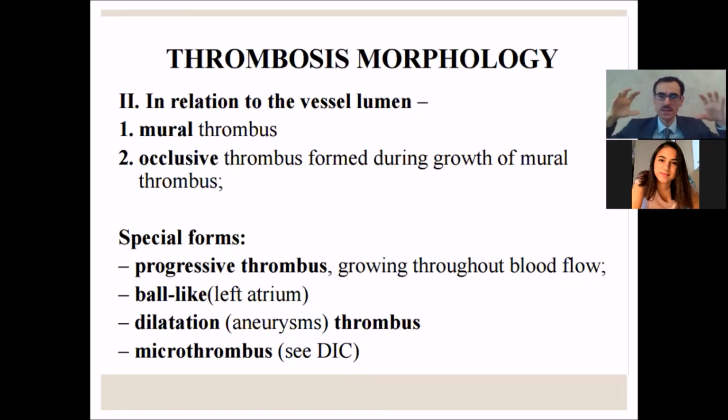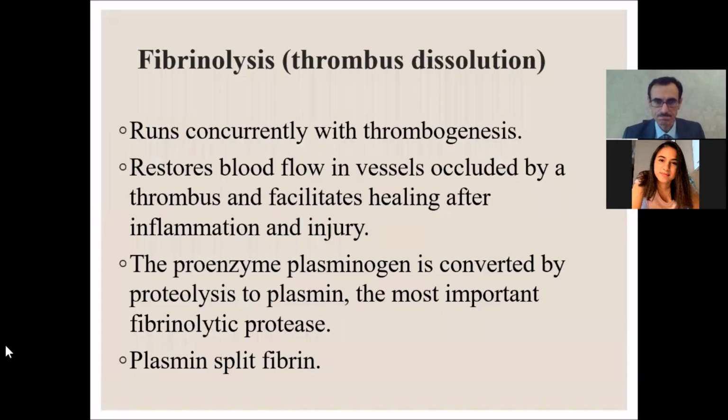The occlusive thrombus wholly fills the lumen of the blood vessel. There are still special forms of the thrombus: the progressive thrombus, the ball-like thrombus in the left atrium, the dilatation thrombus, and the microthrombus. And then finally there is the fibrinolysis, the thrombus dissolution. In our blood, there are 2 functional systems: the coagulation and the anticoagulation, or fibrinolysis system.